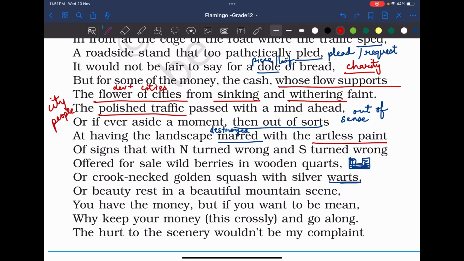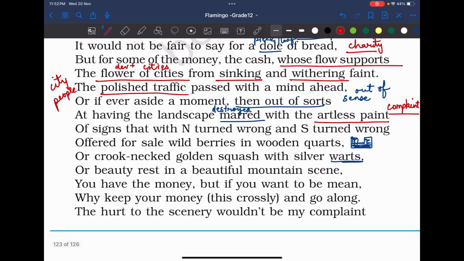That beautiful scenery, and on it they have built a dirty roadside stand. They just complain that this roadside stand is actually a blot on the beauty of the place. And then they complain that these poor people are also so uneducated and unaware that they have actually put the signs of north and south wrong.